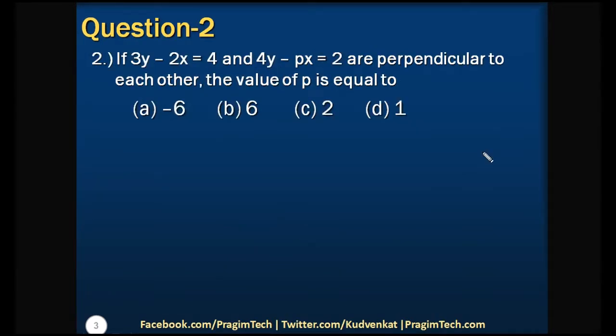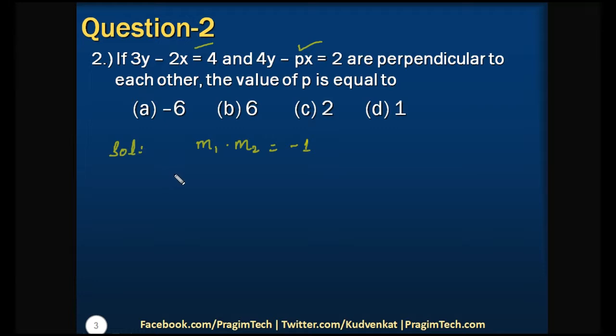In the previous question, we had to find a straight line equation which is passing through a particular point. In the second question, we have to find the value of p if the given two lines are perpendicular to each other. As we know, two lines are perpendicular to each other if the product of their slopes is equal to -1, right? Which we have discussed in our earlier session. So now let us write the slope of the first equation and the slope of the second equation. Once we multiply those two, we should equate it to -1.